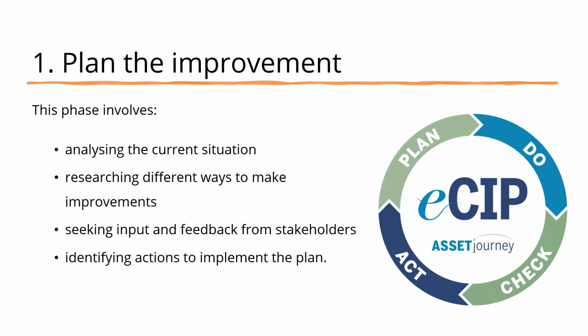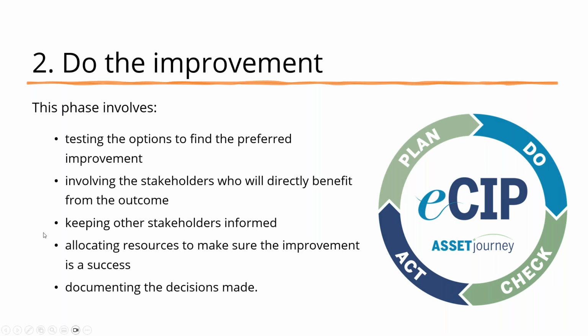It isn't something that they want you to just do as a routine thing. Oh yeah, we're doing some improvement items. No, this is something where they really want you to delve in and make these improvements and track them. So you have to analyze the current situation, research different ways to make improvements, seek input and feedback from stakeholders. They keep emphasizing this thing about stakeholder involvement, stakeholder notification, stakeholders being residents, relatives, staff, other people. And you have to identify actions to implement the plan. Okay, then there's the doing.